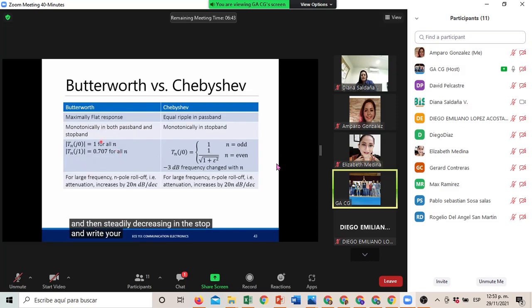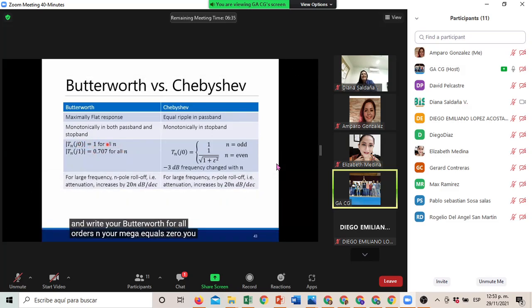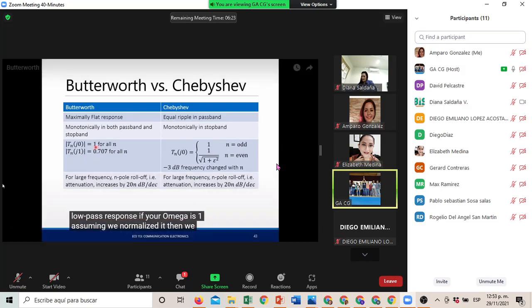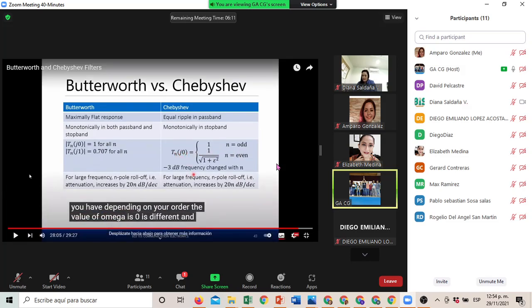Okay. For your Butterworth, for all orders n, when your omega is equal to 0, you have a value of 1, which is a low pass response. If your omega is 1, assuming we normalized it, then we have a value of 1 over square root of 2 as a response for any order n. For your Chebyshev, depending on your order, the value at omega equal to 0 is different. Okay, this point is very, very important.